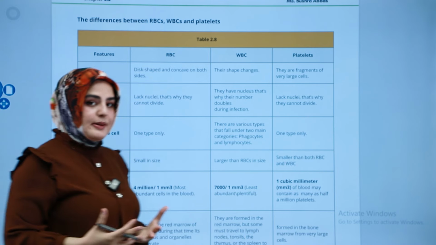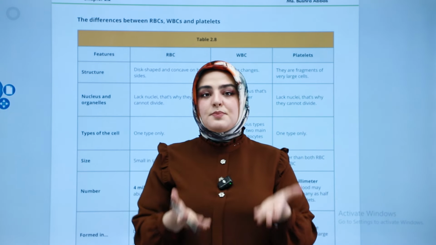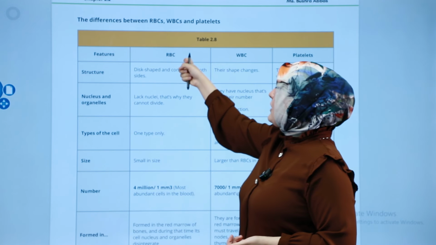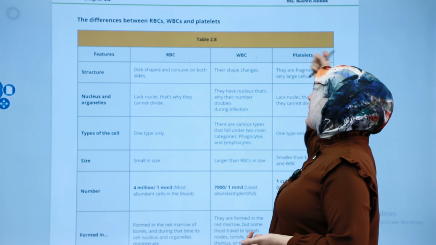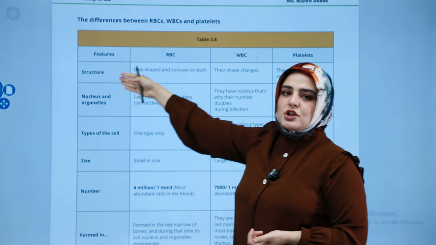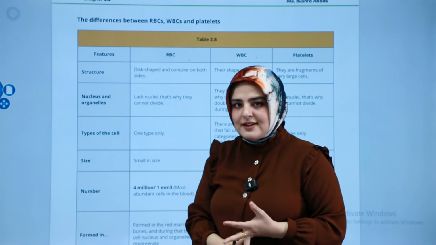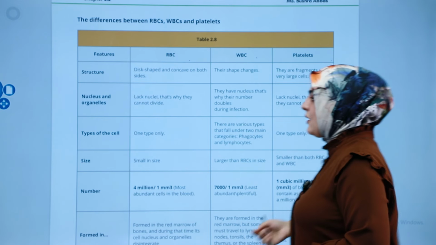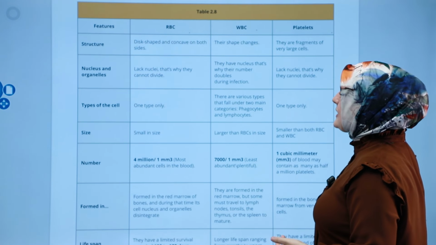What we're going to talk about now is the difference between the cells. See, we have red blood cells, white blood cells, and platelets. Their structure is different. What is inside them is different. Their sizes, their numbers, everything. Okay? So let's see how they look.